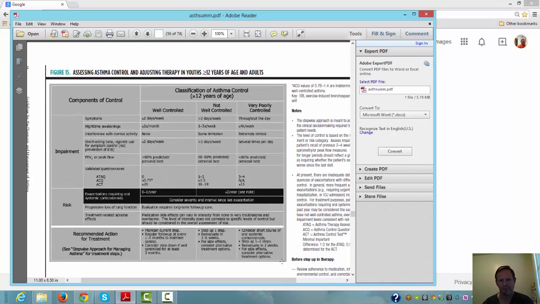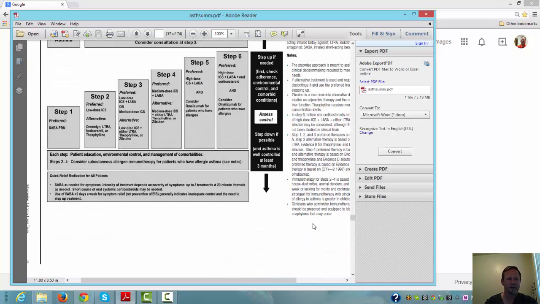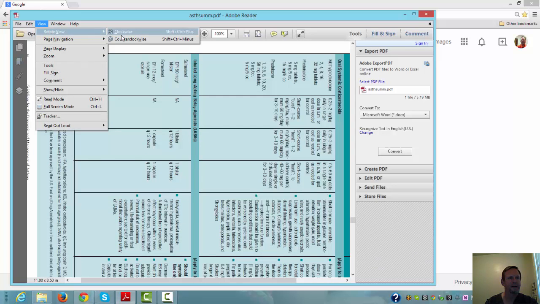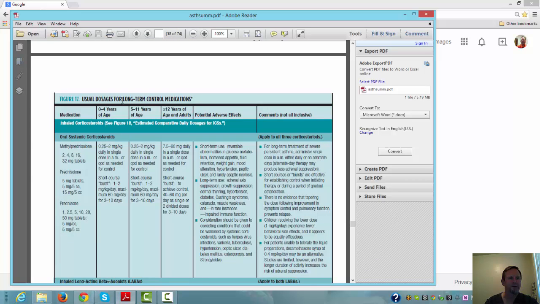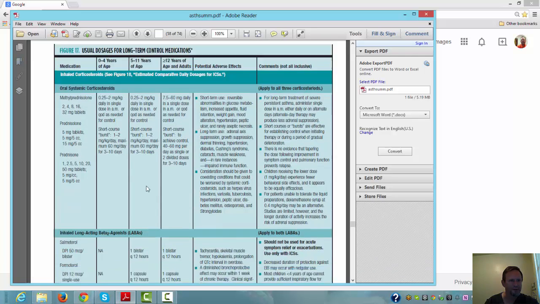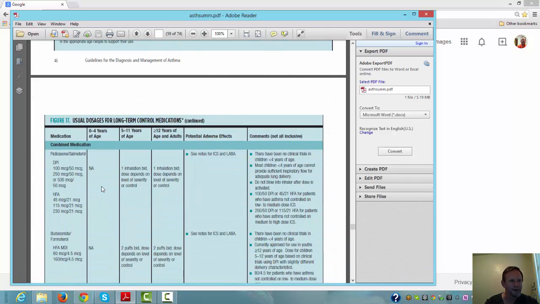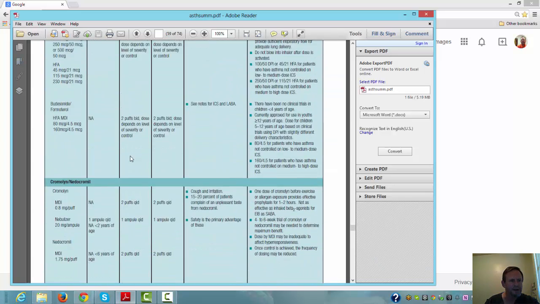And I'll scroll back down here a little more. And then it's the stepwise approach there. Let me just rotate this view again to see what we're looking at. This is talking usual dosage for long-term control medications. So let's look at one that we commonly use. Inhaled, let's look at a short-acting, because we use short-actings a lot. There's long-acting, but let's say short-acting.